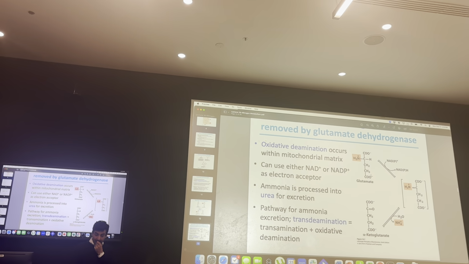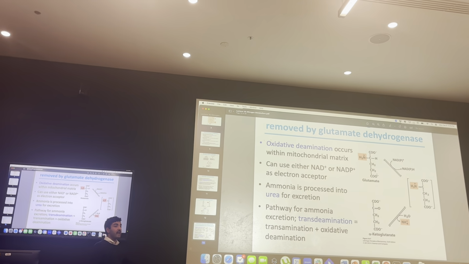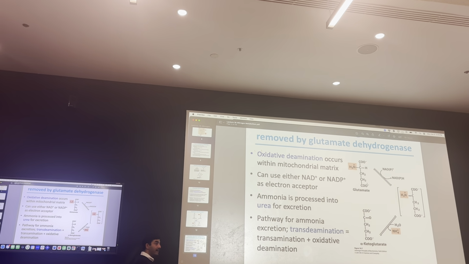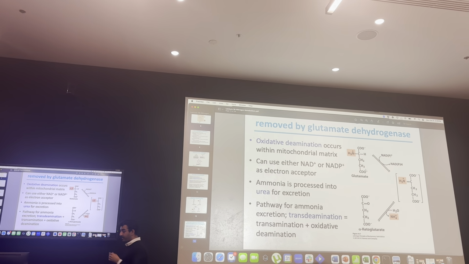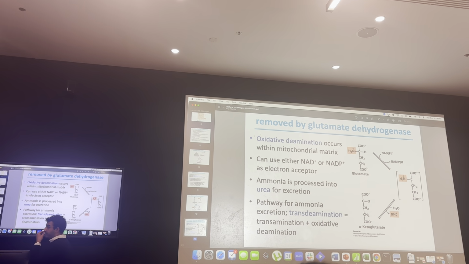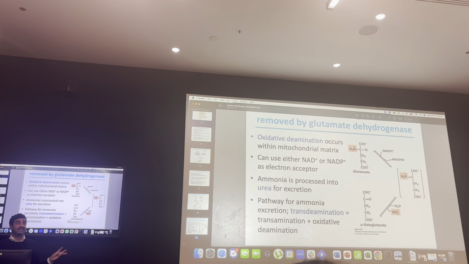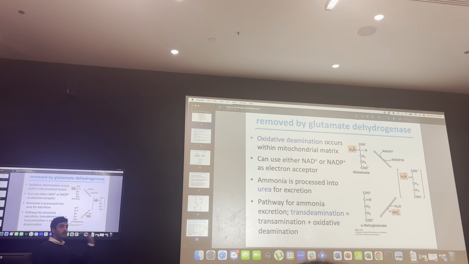Now, that glutamate can then be oxidized, right? This is an oxidative deamination reaction. That oxidation can use either NAD or NADP as that co-substrate.